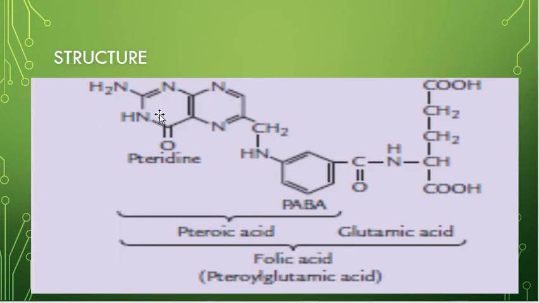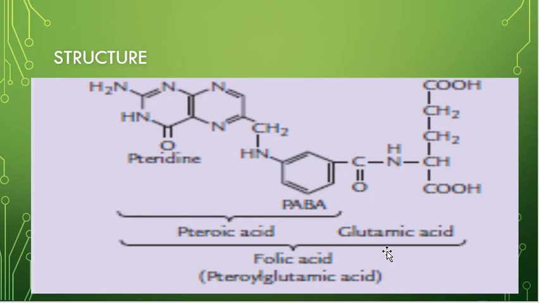Next is the structure of folic acid. Folic acid consists of three components, that is the pteridine ring, linked in sequence to the para-aminobenzoic acid. The pteridine ring and the para-aminobenzoic acid together are called pteroic acid, which is linked with the glutamic acid, and this whole structure is called folic acid or pteroyl glutamic acid, the other name of folic acid.